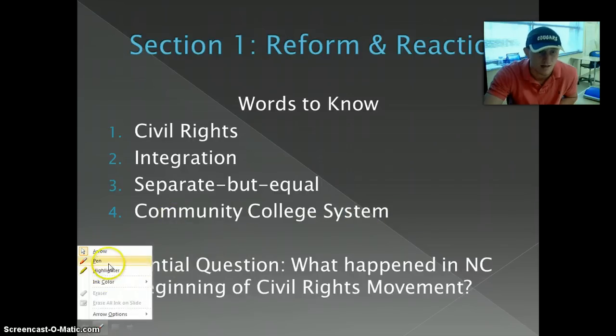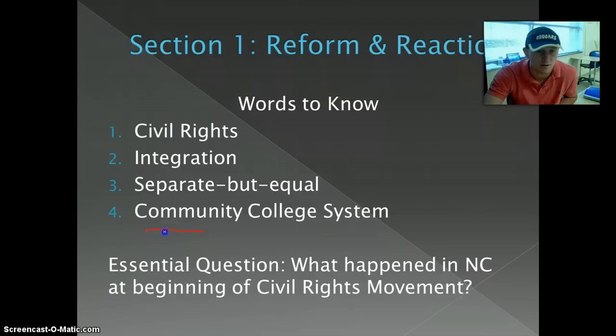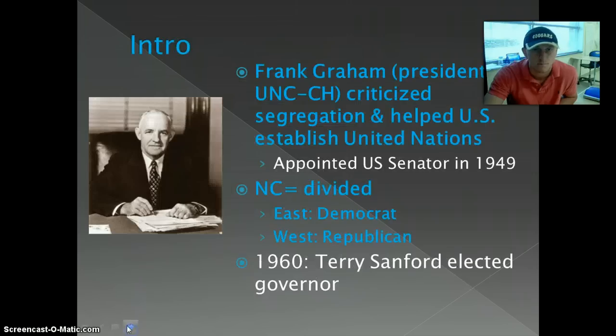Like always, we're going to have our Cornell T. Make sure you write essential question over to the left. The essential question is: what happened in North Carolina at the beginning of the civil rights movement? Alright, intro to this section.